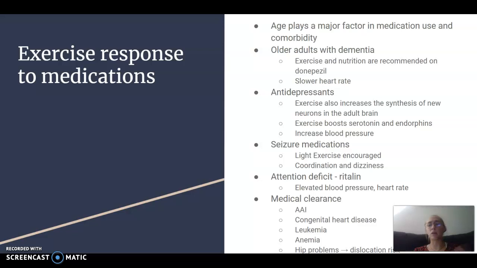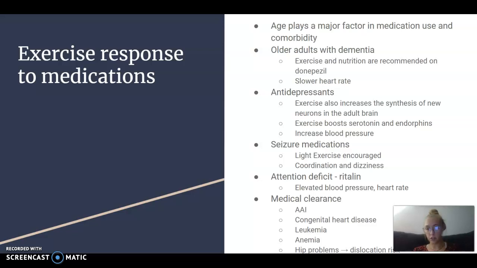Just because the older you get, it's more likely that you're using more medications, you have more comorbidities, things like that. The adults with dementia and Down syndrome, exercise and nutrition were both recommended, especially when you're taking donepezil as a medication. It does slow the heart rate down. Antidepressants, as well as exercise, increases the synthesis of new neurons in the adult brain. So they're learning more, they're able to take in more information, and exercise also boosts serotonin and endorphins. So the exercise with the antidepressants would be the best mix for that.